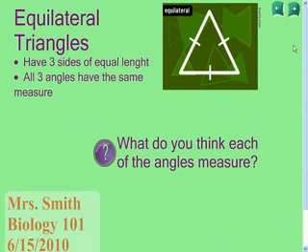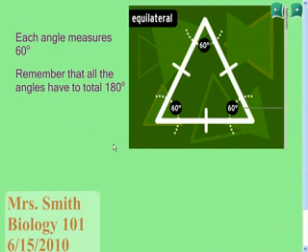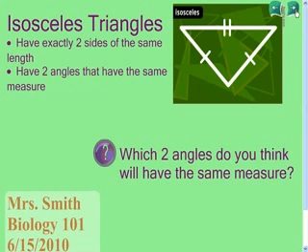The first type of triangle, equilateral triangle. What are some things that make up an equilateral triangle? And then I gave them just kind of a thinking question. What do you think each of the angles measure? Then you can see that each of the angles measure 60 degrees, which total 180 for the entire triangle.